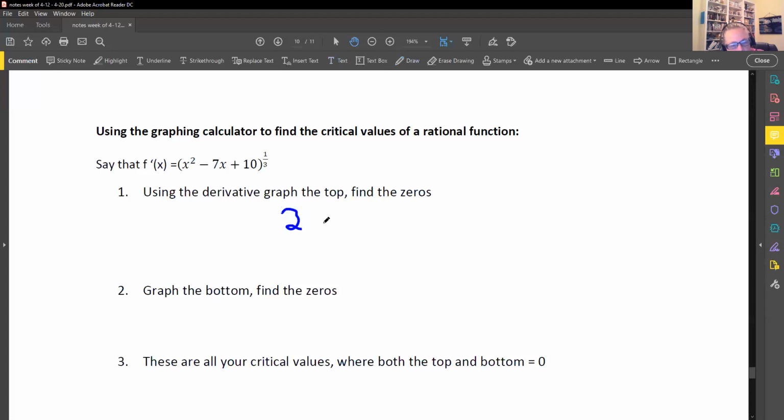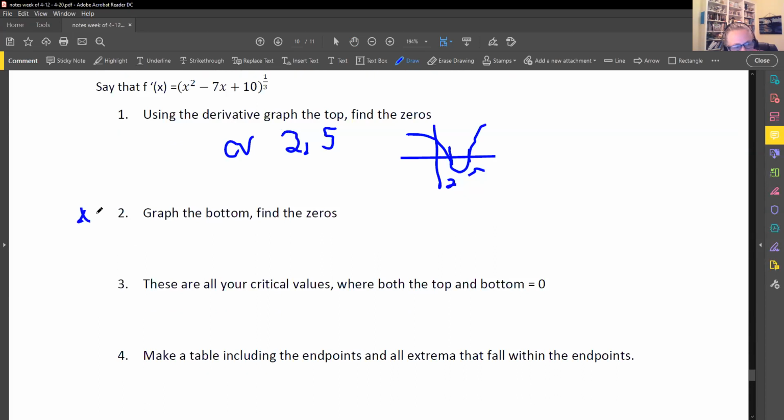2 and 5. Okay, these are the critical values, because that's where the derivative equals 0. Something that looked like this. This was 2 and this was 5. Graph the bottom. There's no bottom. Never mind that. If there were a bottom, you could graph it like if you had a fraction, like x plus 6. I don't know what you would have on the bottom.